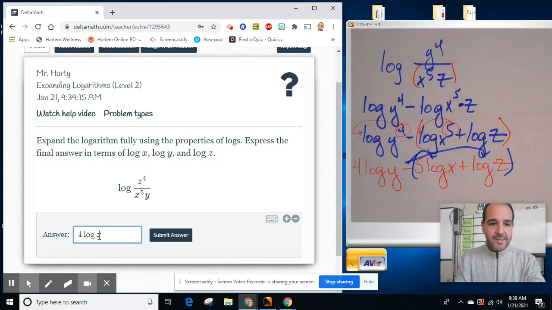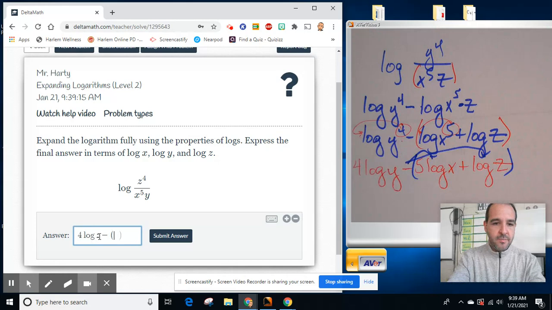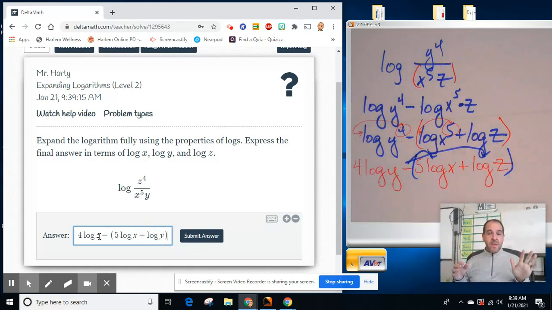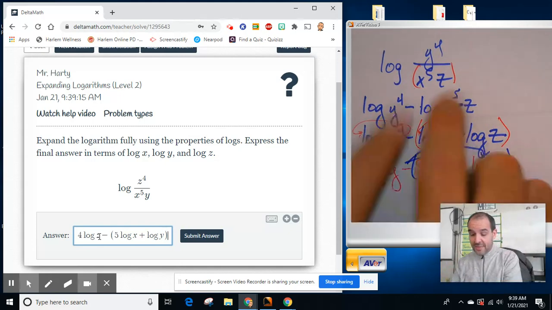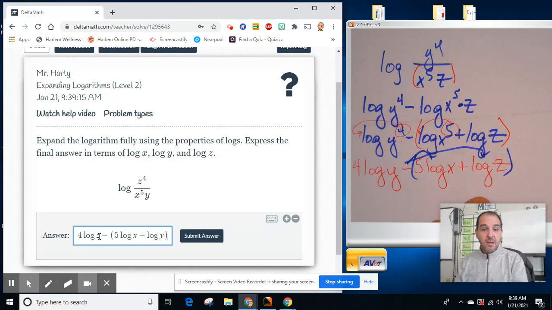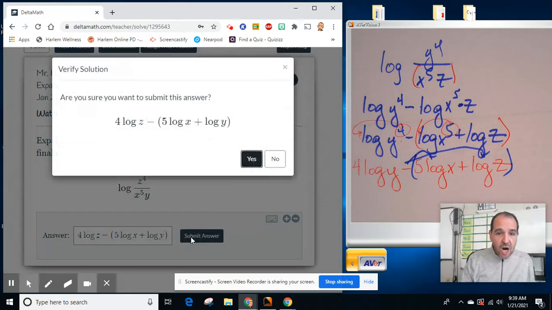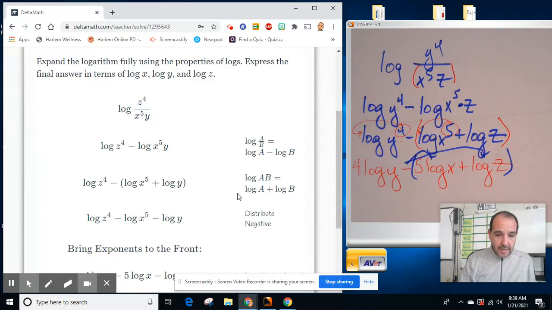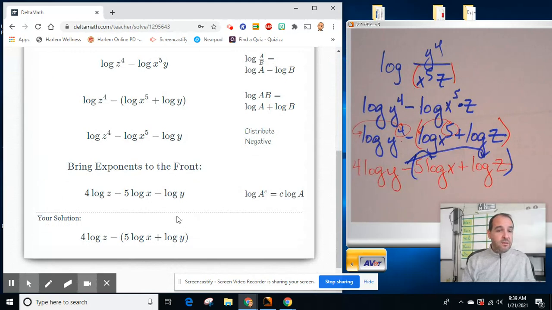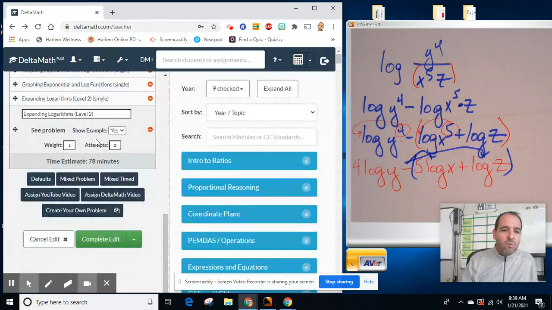Okay, so 4 log z minus 5 log x plus log y. Okay, so my experiment here is, if I don't distribute the negative, if I just put the parentheses to say I still want this stuff together, will it take my answer? Yes, it will. Okay, that was good. That's good to know.